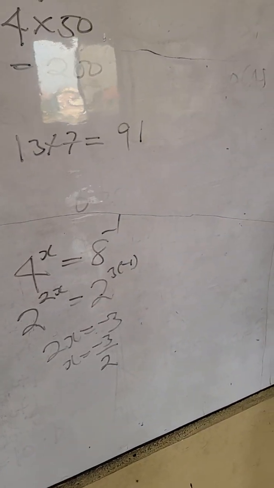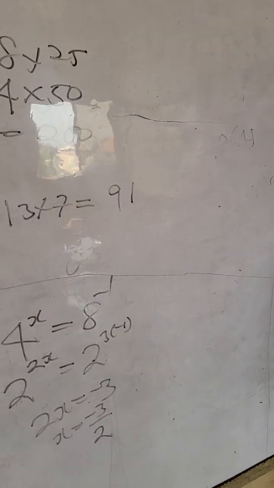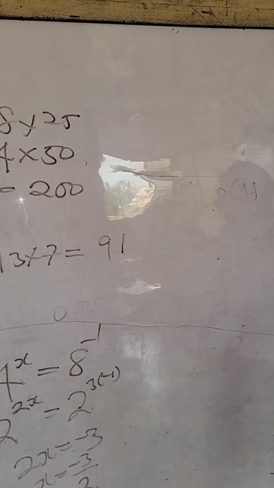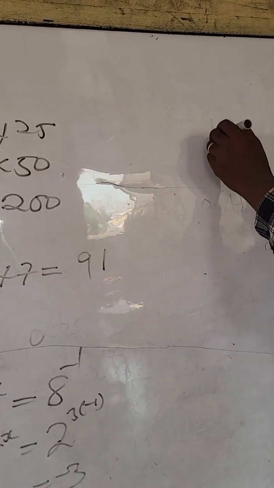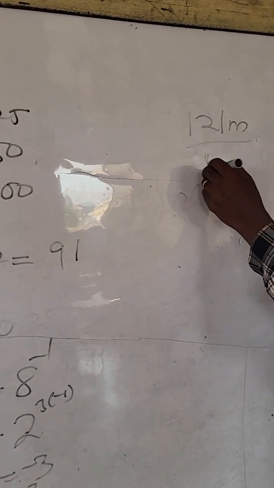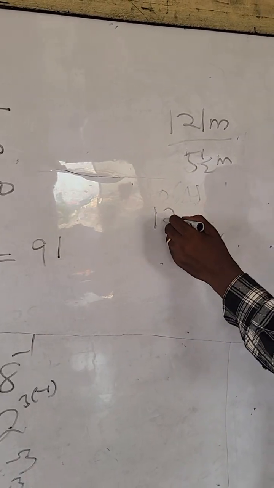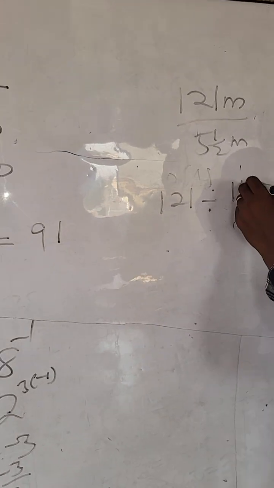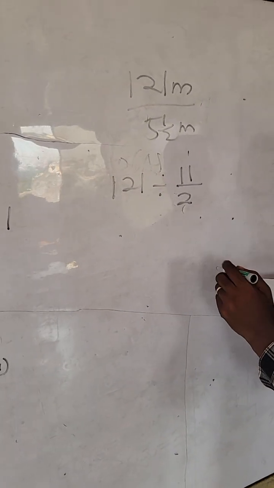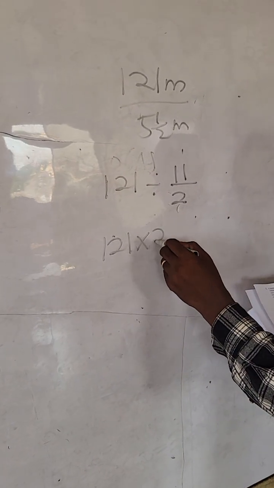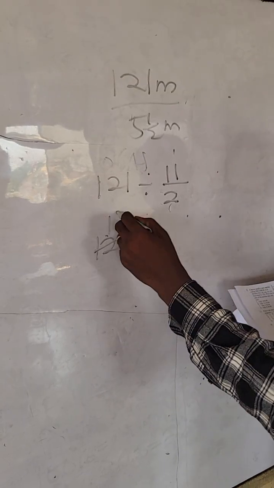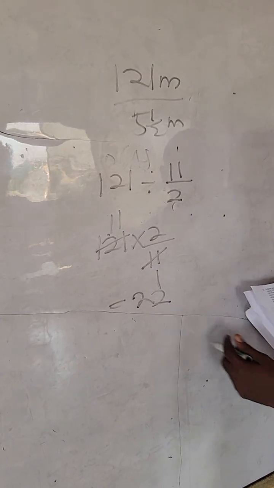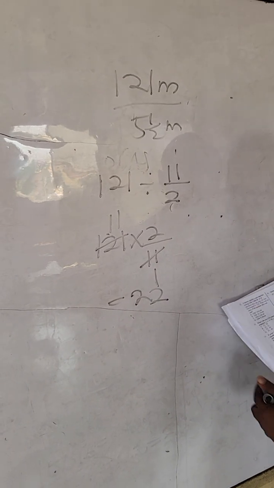37. Find how many pieces of fabric 5.5 meters long that can be cut from a roll of 121 meters long. So 121 meters, we are cutting 5.5 meters. So that's 121 divided by 11 out of 2, change to improper. That's 121 times 2 out of 11. 11 here, 1, 11 here, 11, 2, 22. We need 22 pieces, option A.